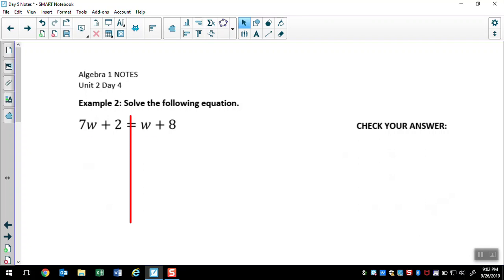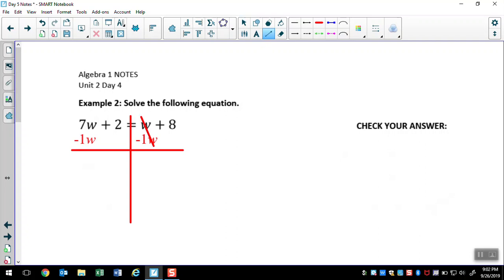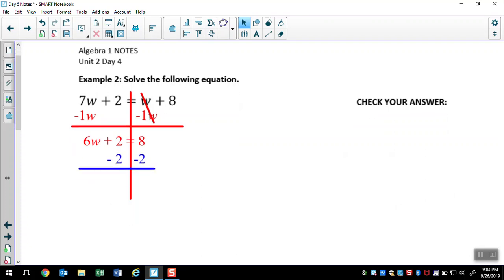Since it's positive, I'm going to subtract 1w from each side. And I like to just throw in that 1 in front of it to help me remember that there is a 1 there. Remembering that those are additive inverses, they cancel out. We come down here and we now have 6w plus 2 equals 8. Now that I have my variable terms on this side, I can get my constant terms over to this side. So to do that, I need to subtract that 2 from both sides.